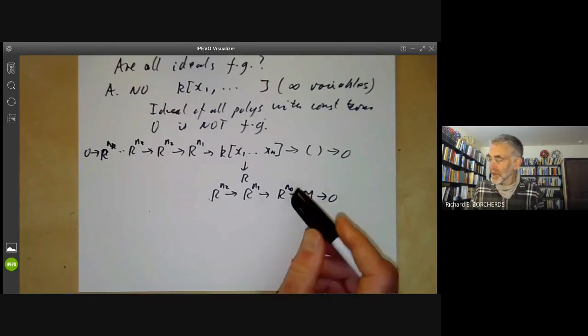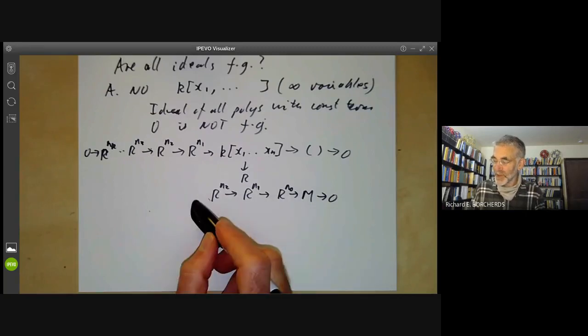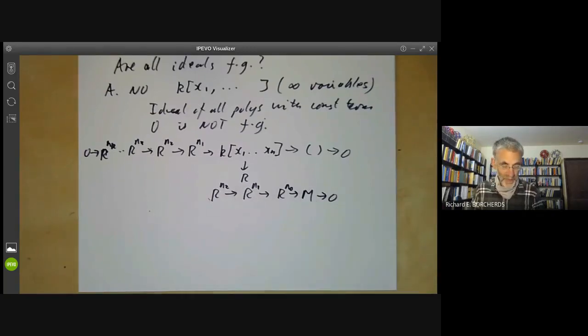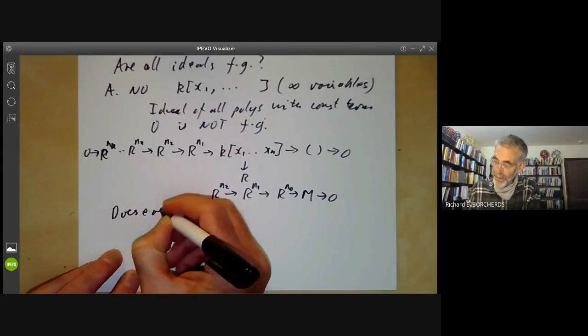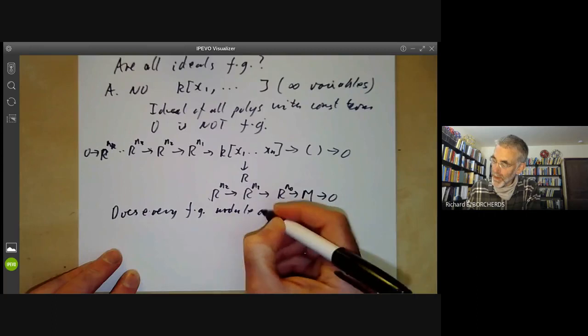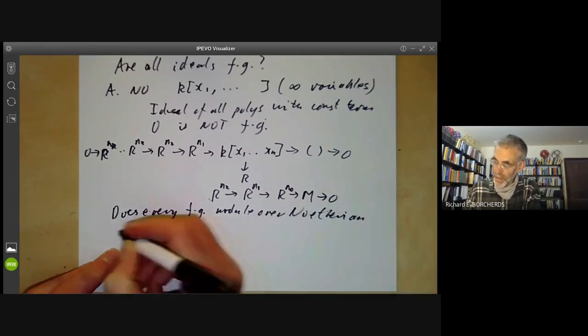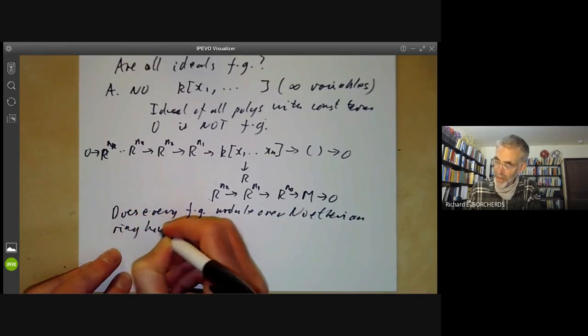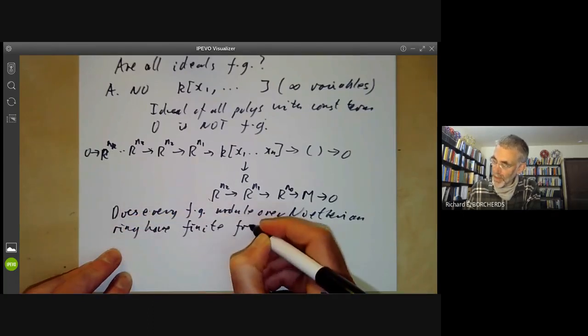And you can ask, does every module over a Noetherian ring have a finite free resolution? Every finitely generated module. So we can ask, does every finitely generated module over a Noetherian ring have a finite free resolution?